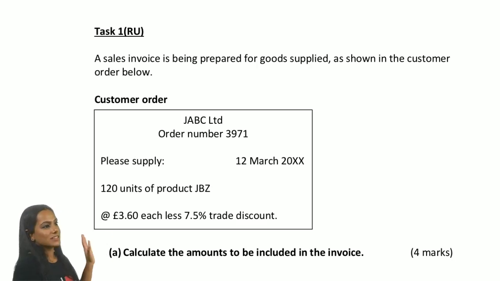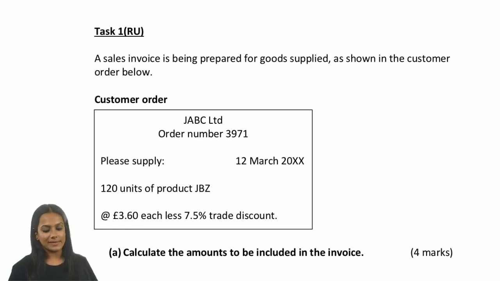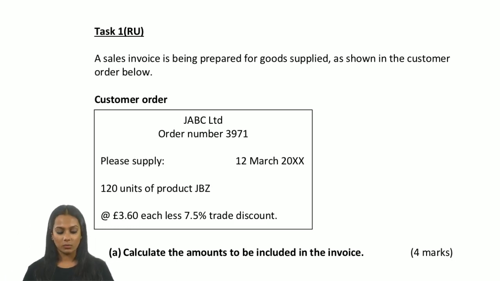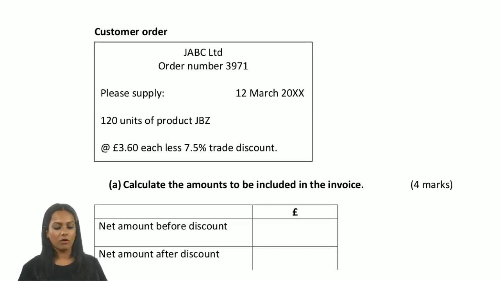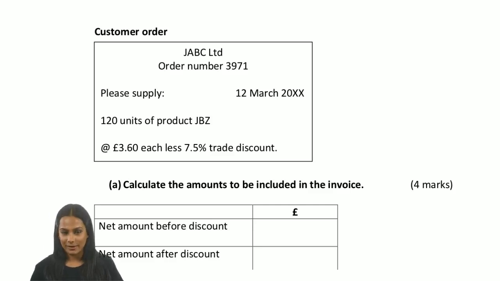So we've got this customer order, ABC Limited, order number 3971, and the customer has asked us to supply 120 units of product JBZ at £3.60 each, less 7.5% trade discount. Be careful, ladies and gentlemen. Prompt payment discounts are different to trade discounts, and you can watch our videos that we have created here at LSBF so you can understand the importance of differentiating between the two and the exact calculations that you need to gain as many marks as possible.